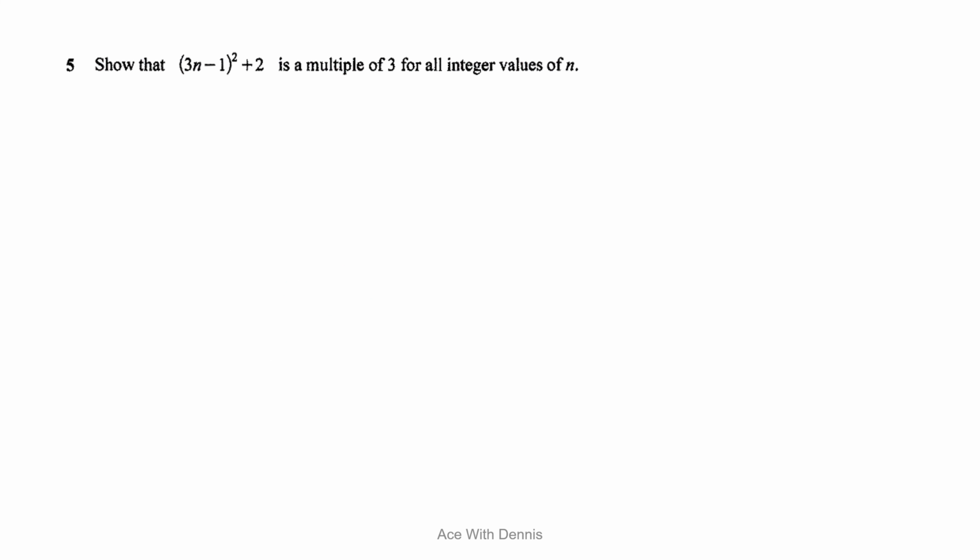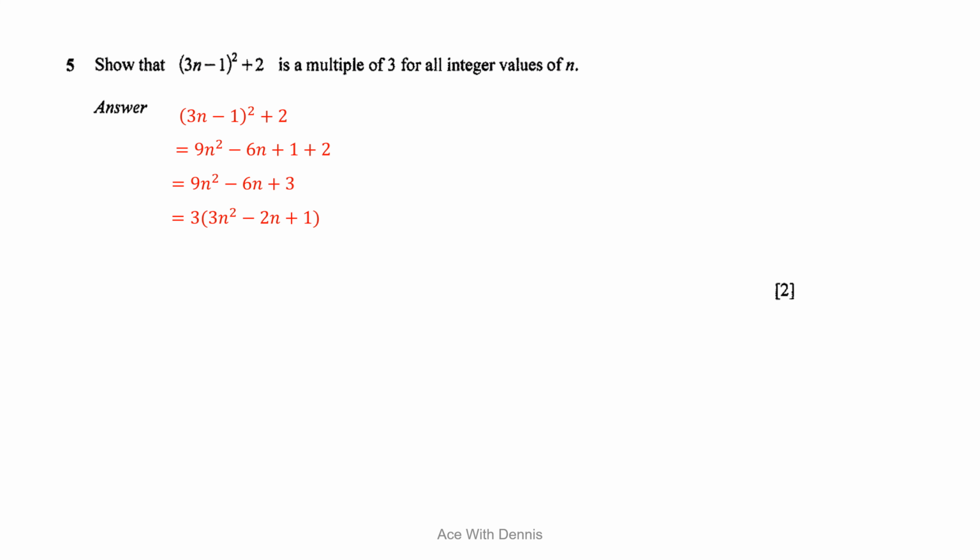Question 5. Show that (3n minus 1) squared plus 2 is a multiple of 3 for all integer values of n. 2 marks. So to show if this is a multiple of 3, the very first thing we need to do is expand the bracket. So (3n minus 1) squared, we get 9n squared minus 6n plus 1. Then plus 2. Simplify, we get 9n squared minus 6n plus 3.